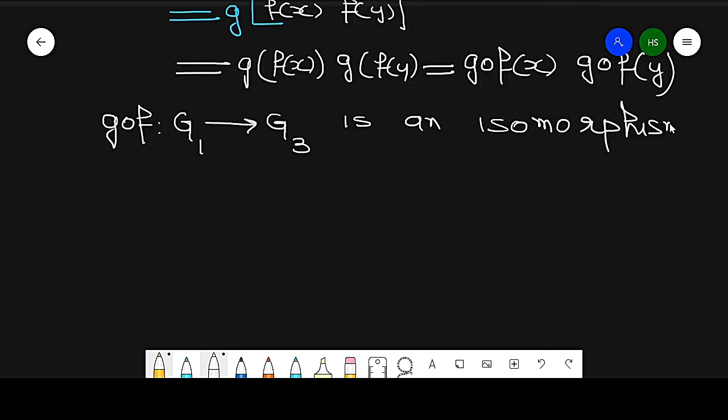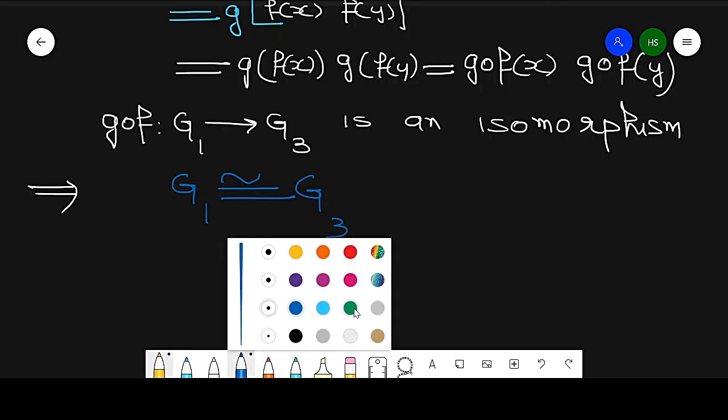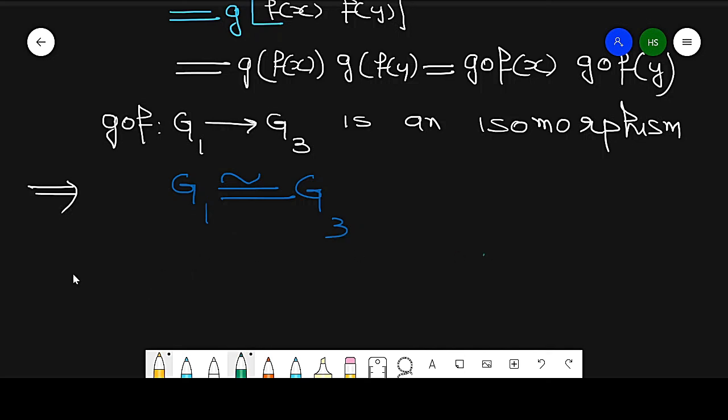If it is an isomorphism, it implies this G1 is isomorphic to G3, right? So G1 is isomorphic to G3. So it means this relation is an equivalence relation. So the relation of isomorphism is an equivalence relation. In the next lecture, we will discuss a very important theorem which is called the fundamental theorem of homomorphism.